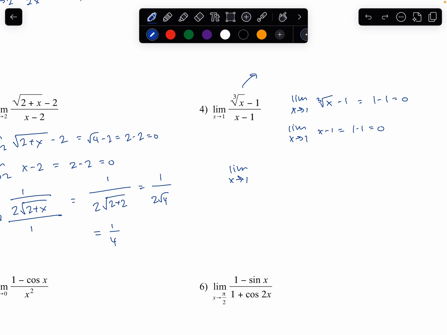So just remember that the cube root of x is x to the 1/3, and the derivative of that is going to be 1/3 x to the negative 2/3, and the derivative of negative 1 is 0. And then divided by the derivative of x minus 1, which is going to be 1. We can plug in 1. We're going to get 1/3 times 1 to the negative 2/3. But 1 to the negative 2/3 is still 1, so we get 1/3.